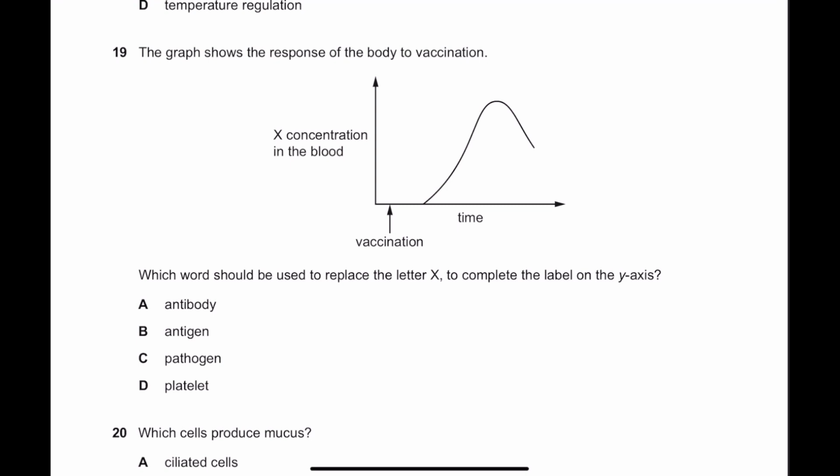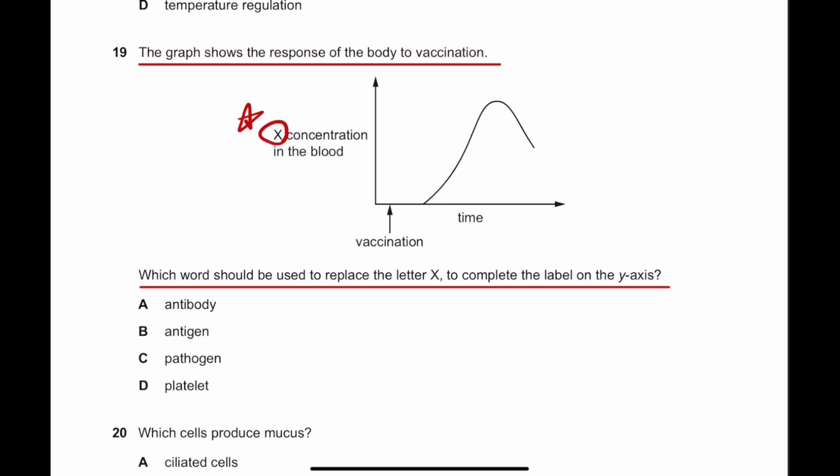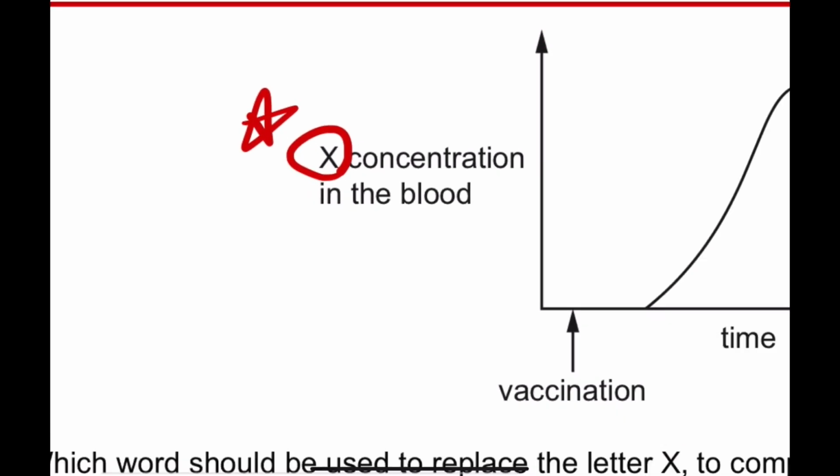Number 19. The graph shows the response of the body to vaccination. Which word should be used to replace the letter X to complete the label on the y-axis? This one. Okay.